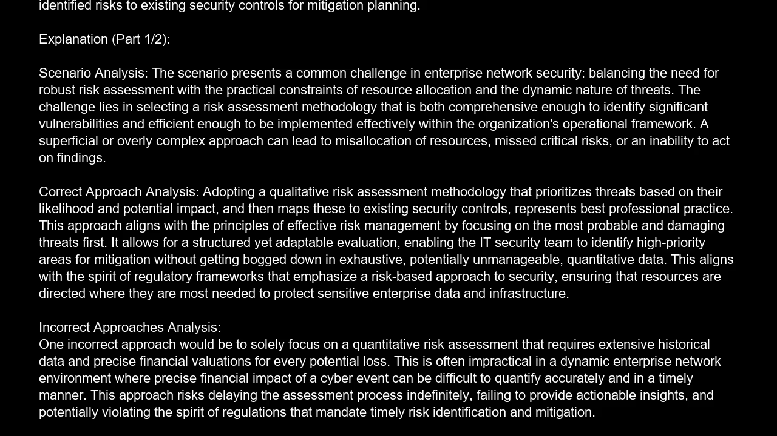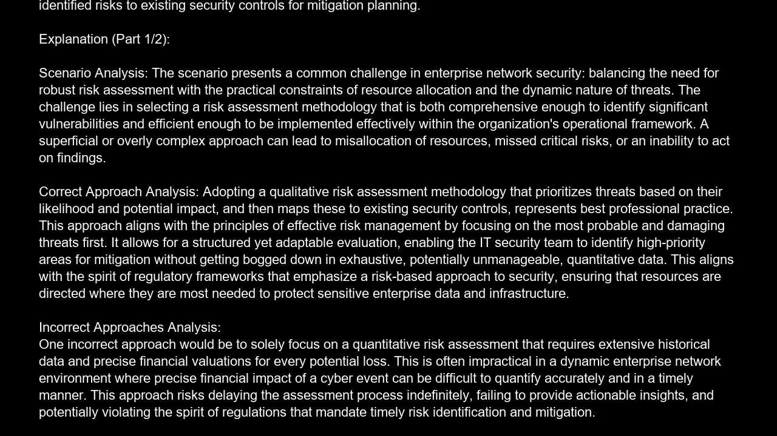Scenario analysis. The scenario presents a common challenge in enterprise network security, balancing the need for robust risk assessment with the practical constraints of resource allocation and the dynamic nature of threats. The challenge lies in selecting a risk assessment methodology that is both comprehensive enough to identify significant vulnerabilities and efficient enough to be implemented effectively within the organization's operational framework. A superficial or overly complex approach can lead to misallocation of resources, missed critical risks, or an inability to act on findings. Correct approach analysis.